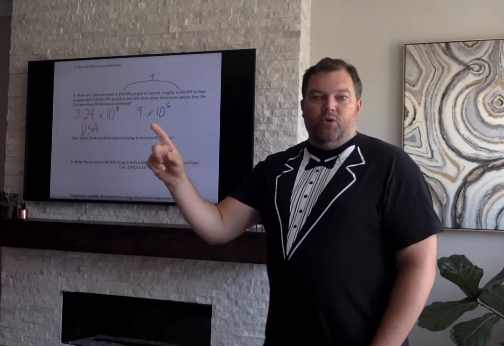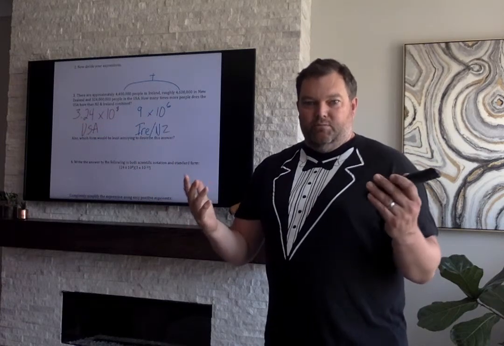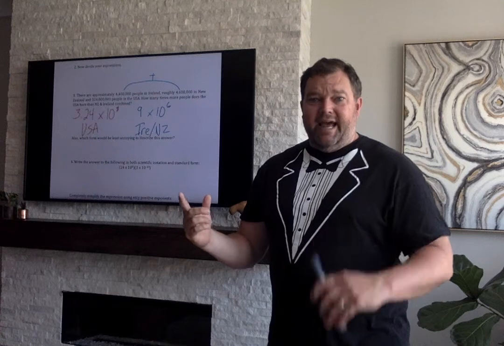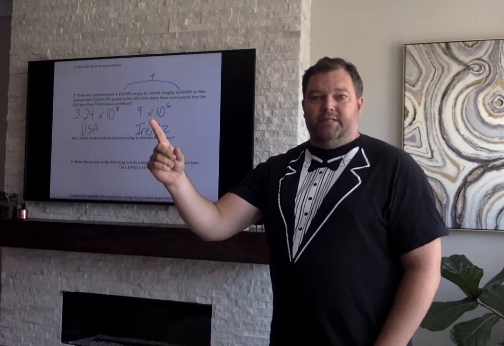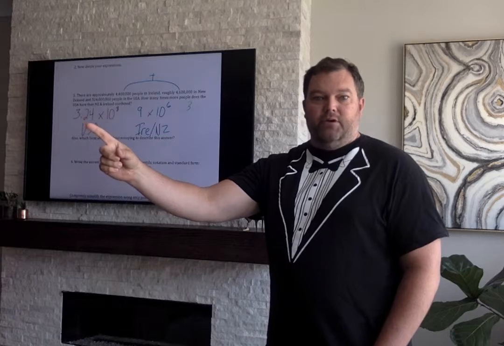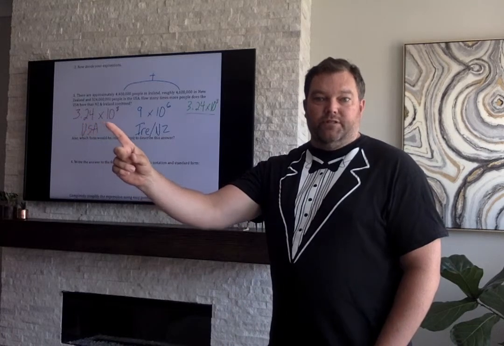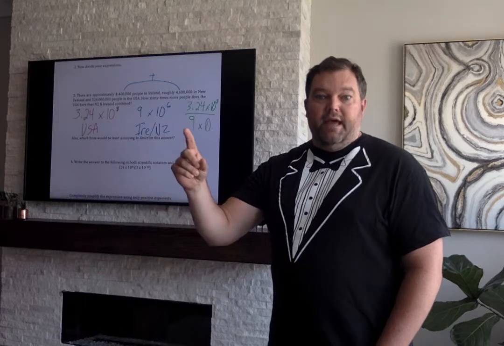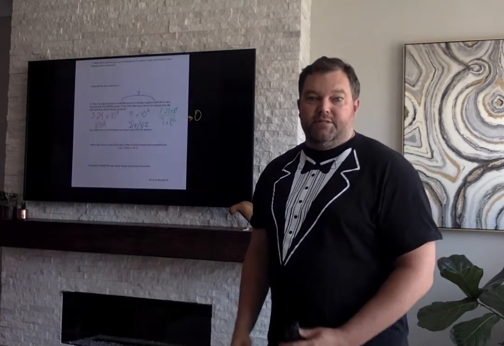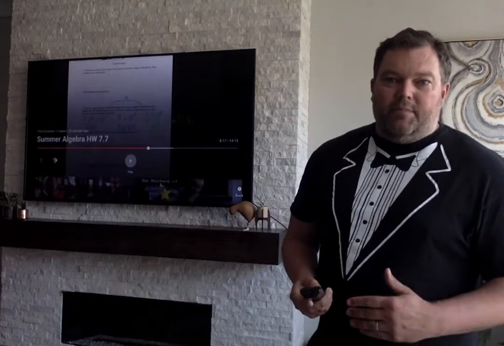So how many times more people are in the US? You might think that that means do multiplication. But it actually means I need to think of how many times this number goes into that number, which means we're going to be doing division. We're going to take the 3.24 times 10 to the 8th and divide by 9 times 10 to the 6th. So I did that work. I did it in my head.